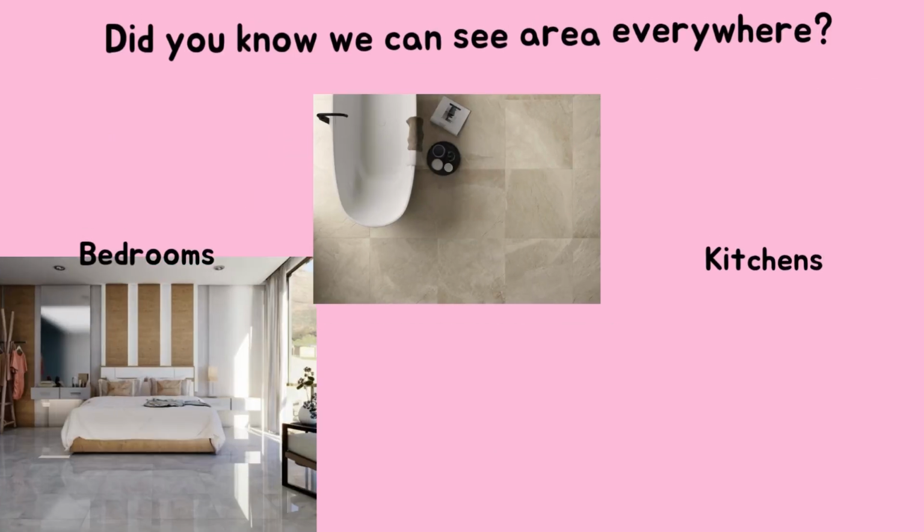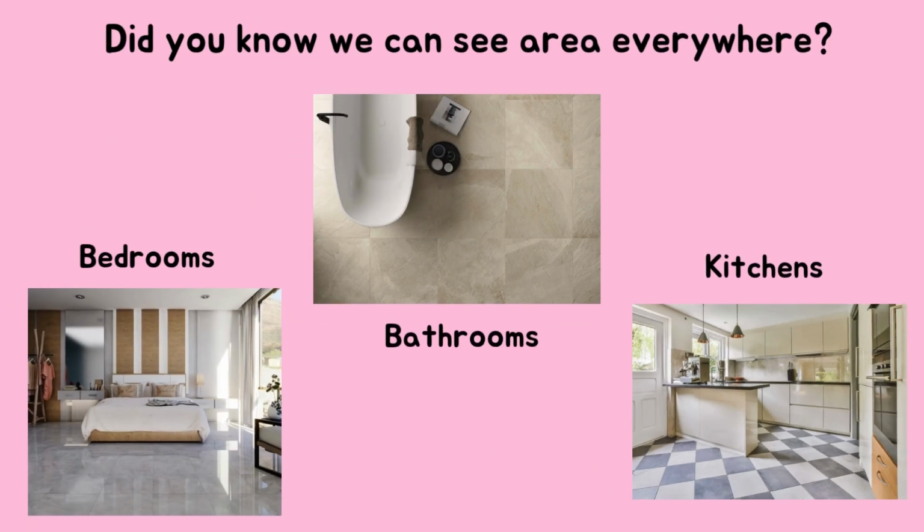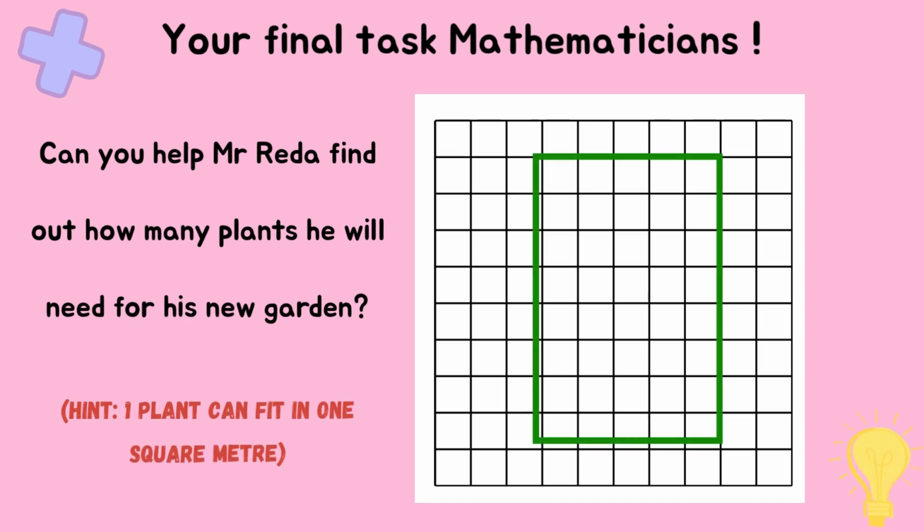Did you know we can see area everywhere? In our bedrooms, bathrooms, and our kitchens. Your final task, mathematicians, is to try and help Mr. Reader with his garden problem. Can you help Mr. Reader find out how many plants he'll need for his new garden? Remember, only one plant can fit in 1 square meter.